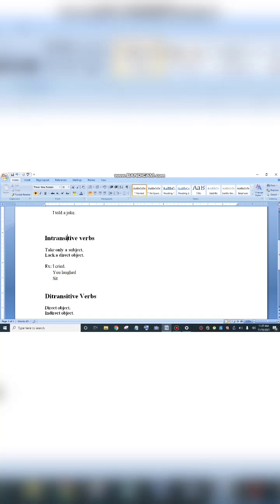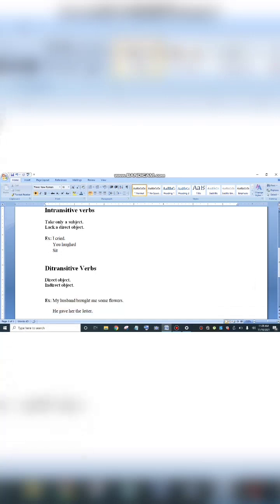You laughed is also a sentence giving the sense, but it has an object that is not visible. Sit. The word sit gives the complete sense, and it does not require any object. So intransitive verbs are those verbs which take only a subject and lack a direct object, because it does not require or need a direct object.